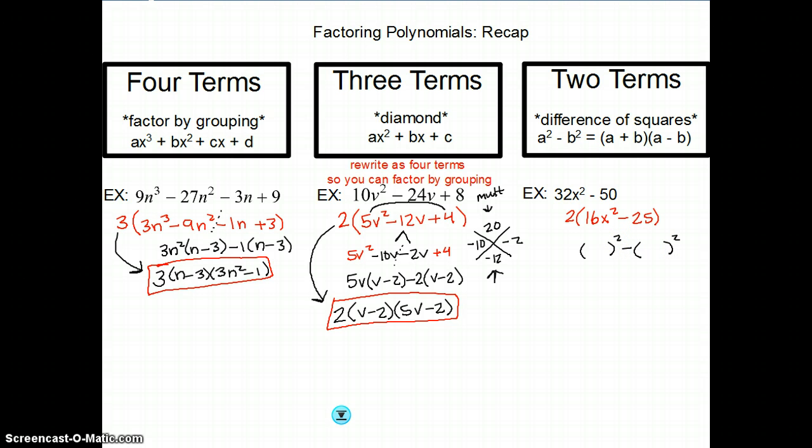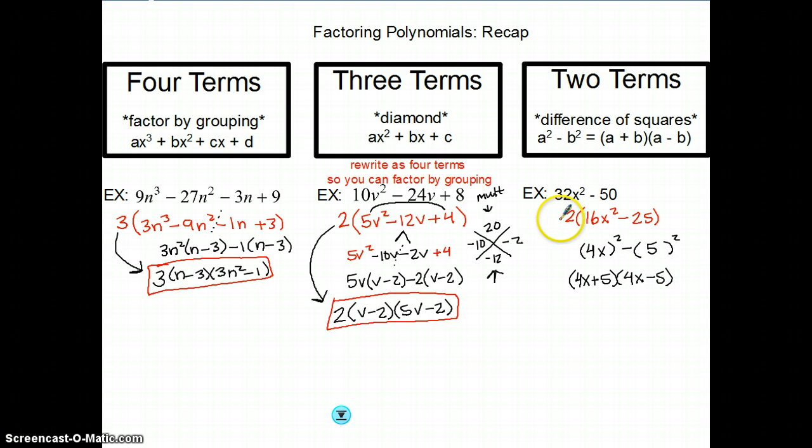To rewrite my 16x squared, 16 is going to become a 4 squared, and x squared I can leave as x squared. Now I have one term all to the second power, and my 25 I'll rewrite as 5 to the second power. So my bases are 4x and 5. To factor the difference of squares, I take these bases, 4x and 5, I add them, and I subtract them.